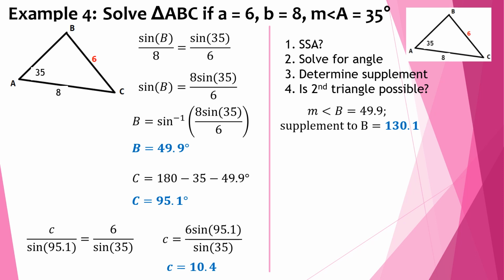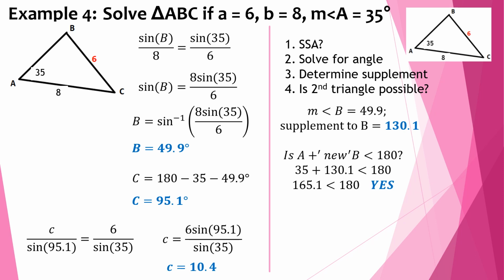Okay, great. Now we need to check, is the second triangle possible? So remember, we're going back to the given, 35 degrees for angle A, the supplement of our B, which is 130.1, and we want to see, is angle A plus the new B less than 180 degrees? It sure is. 35 and 130.1 gives us 165.1 degrees.